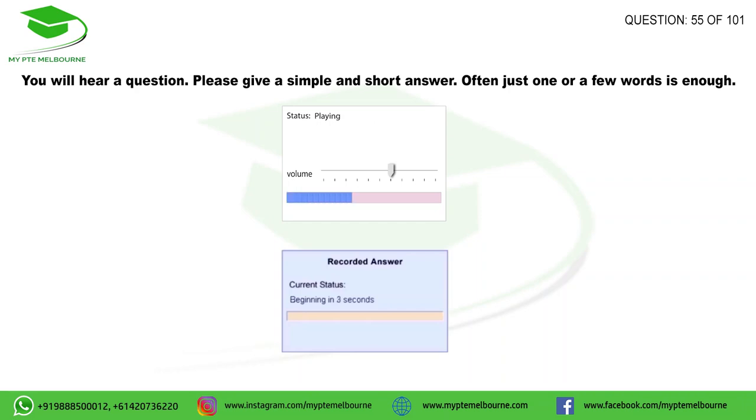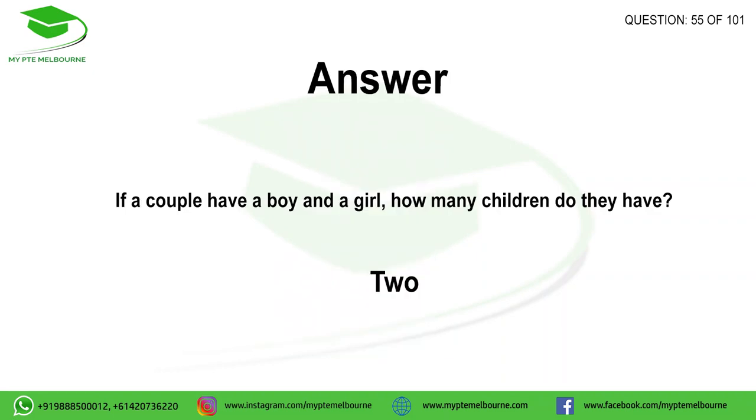If a couple have a boy and a girl, how many children do they have?